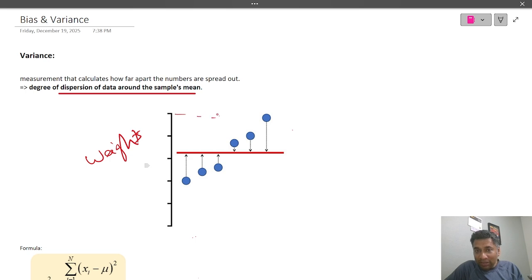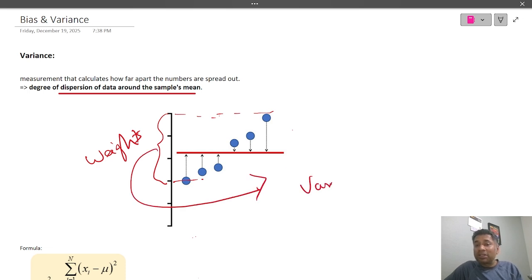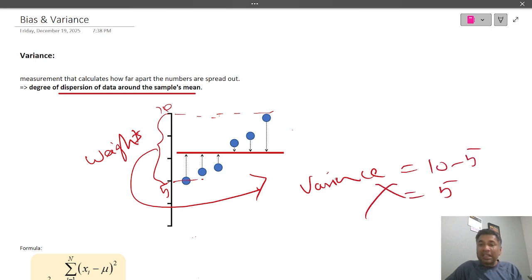So if we look at this borderline and this borderline, this is our data dispersion, and this somehow tells us about the variance. So this is kind of a variance. This is not exactly 10 kg minus 5 kg. It's not exactly 5, 10 minus 5 equal to 5. This is not 5, but somehow this tells us about the variance. We have a different formula to calculate variance, so please don't confuse that. It's just 10 minus 5, but variance tells us the degree of dispersion of data, how the data is spread out.